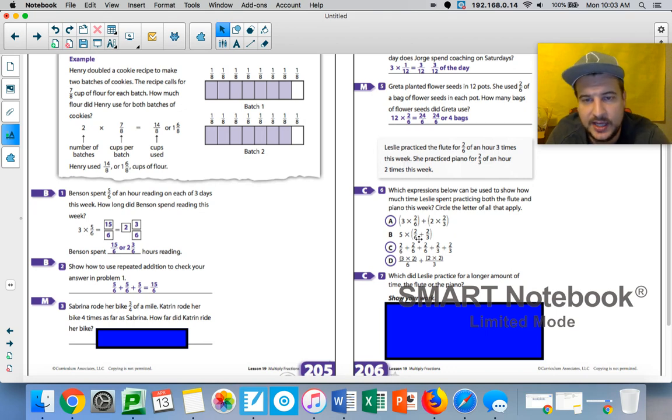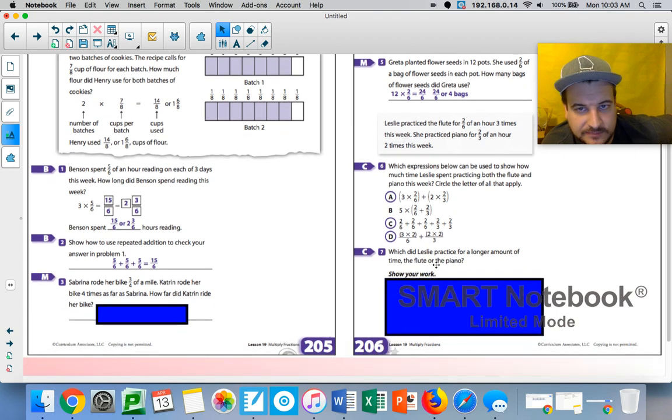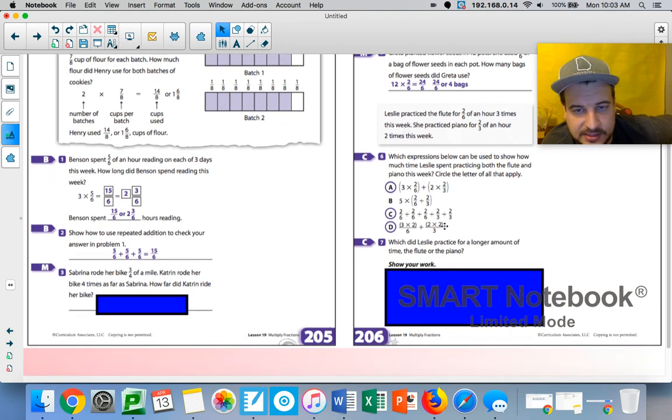This is decomposed. We're real close. We're almost finished. 2/6 + 2/6 + 2/6 + 2/3 + 2/3 is correct. And 3 times 2/6 + 2 times 2/3 is correct as well, because they multiplied the whole. That's all they did there.